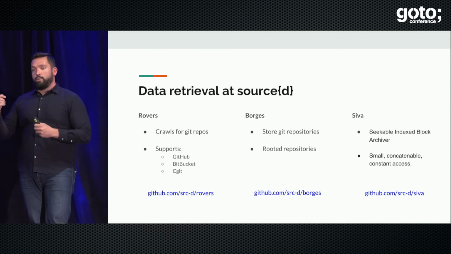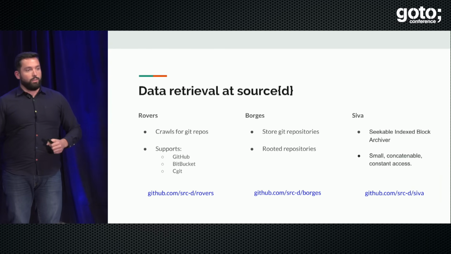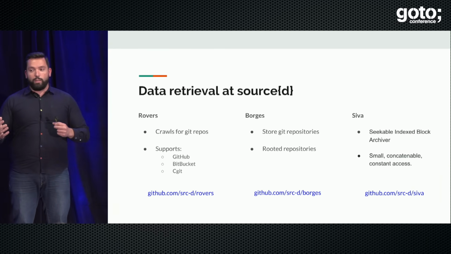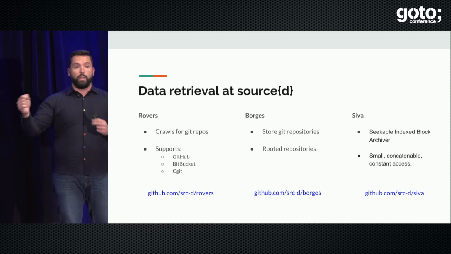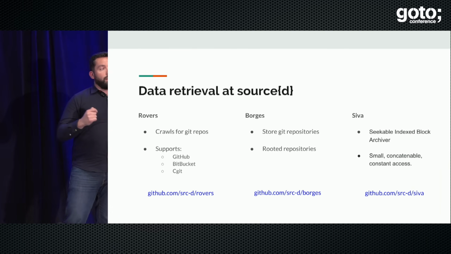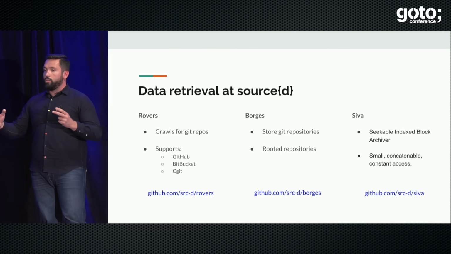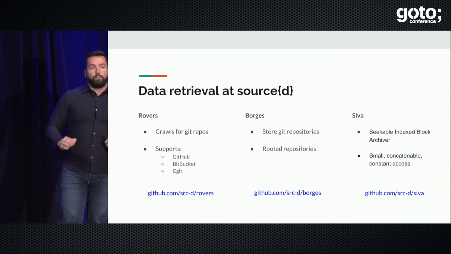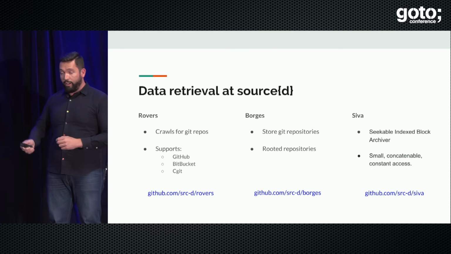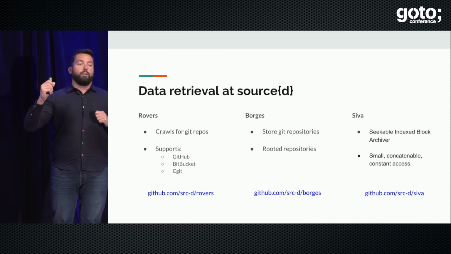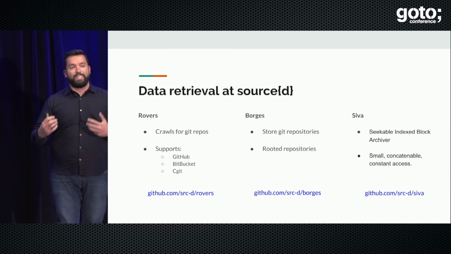Borges is a Spanish author that was also a librarian, and what it's doing is just bookkeeping. So it's basically getting all of those URLs and downloading them. And by downloading them, it's not only downloading them, but also creating root repositories, and I'll explain what that is in the next slide in a minute. And finally, we store them not as zips or tars, but as Siva.